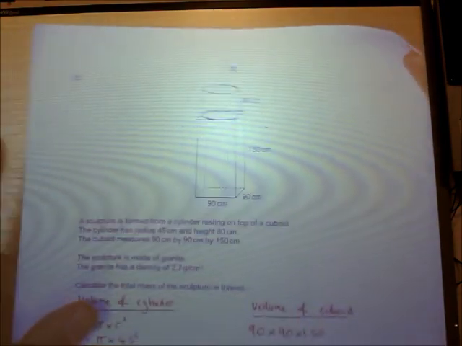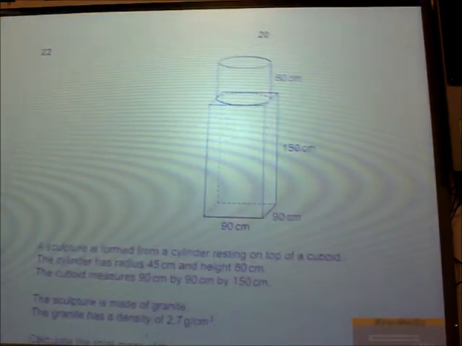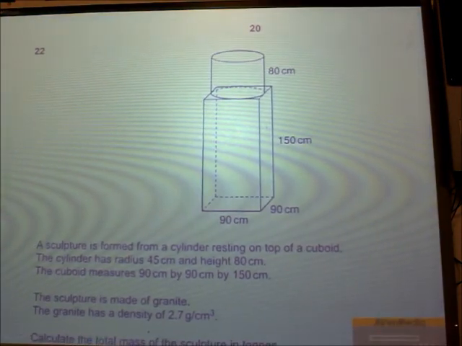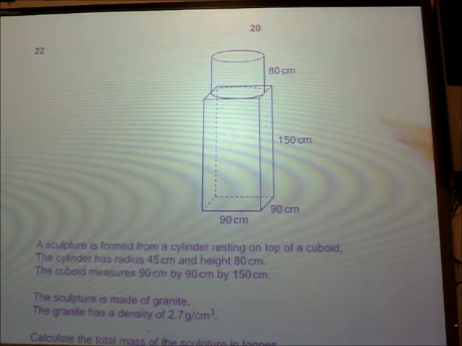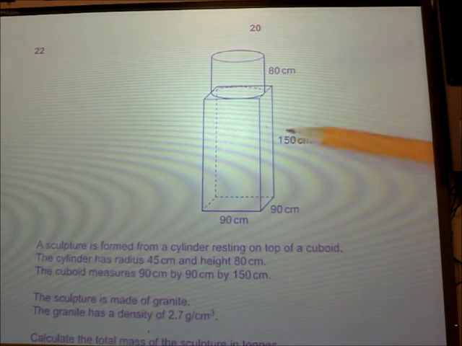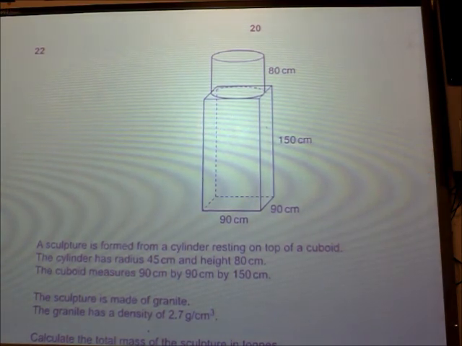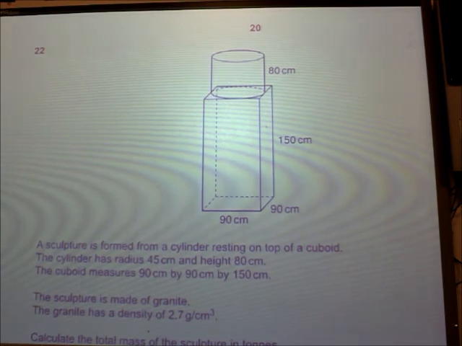Next one, and this is the final one, question 22. This is a good one to end on. Right, a sculpture is formed using a cylinder on top of a cuboid. Before I even read the rest of this question, I thought it was going to be a volume question. It actually goes on to be density in a minute, which we'll talk about in a second.